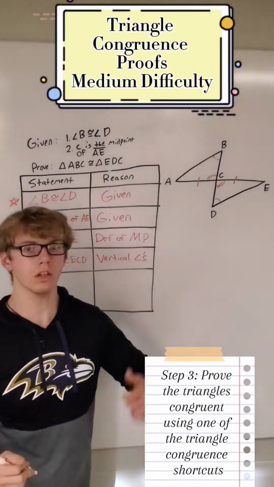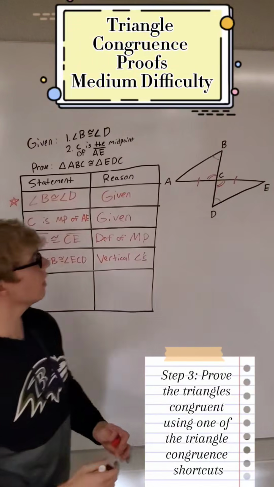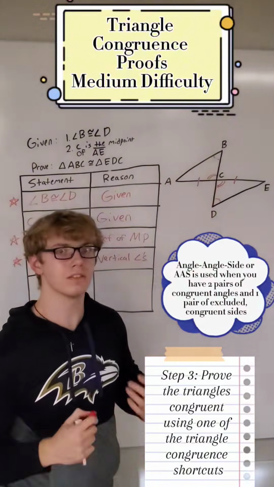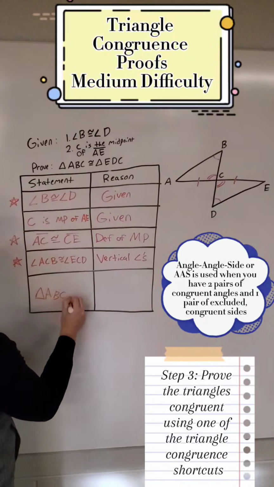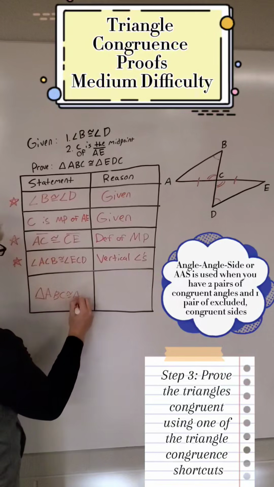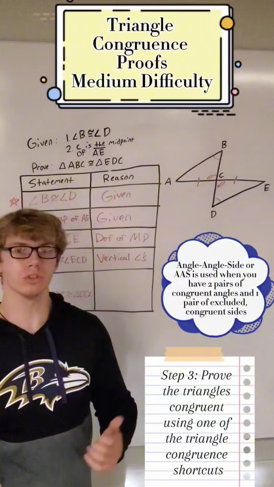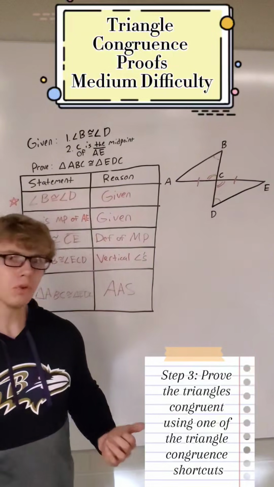Now we can prove the triangles are congruent using one of our five shortcuts. So looking at this up here, we have angle, angle, side. So we can say that our triangles ABC and EDC are congruent using the angle angle side postulate. So I'm going to add AAS here. A lot more simple, isn't it?